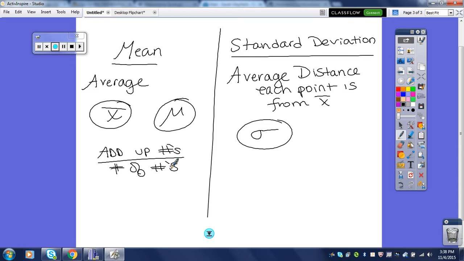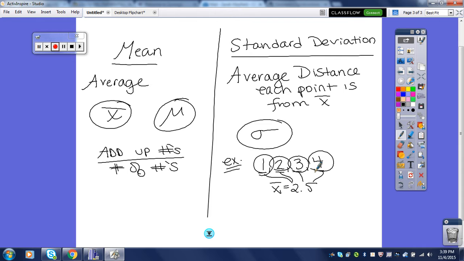So let's talk about standard deviation. Okay? So I'm going to take an example: 1, 2, 3, 4. What standard deviation tells me is the average distance each point is from the mean. So it's telling me how far away, on average, each of these values are from my mean. If I calculate my mean of this data set by adding 1, 2, 3, 4 and dividing by 4, you get x bar is 2.5.